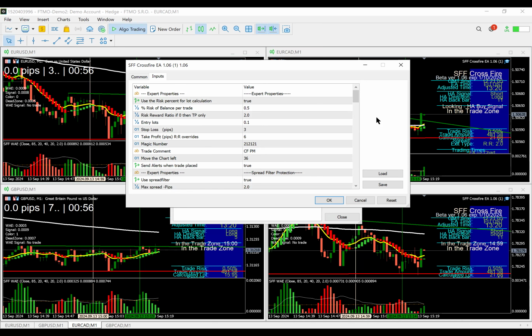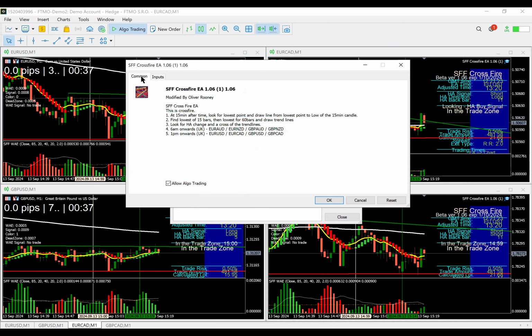So the settings that you can see now are pretty much what they were previously, and I'll go through them anyway, again, for the benefit of anybody watching the replay. There might be some new people watching the replay. Oh, sorry, I need to point out that when you look at the common tab, you need to check that it says allow algo trading. If that's unchecked, then you're not going to get into any trades.